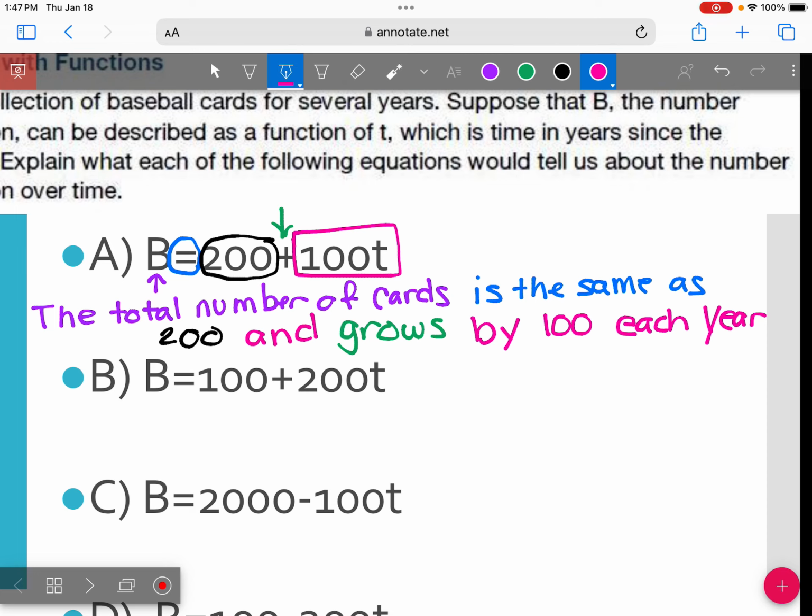A way that would match the way we talk would be something like, the student started with 200 cards and buys 100 more each year. That would also be a perfectly acceptable sentence. Oh, I love when I have mistakes in the ones that I write. Okay?